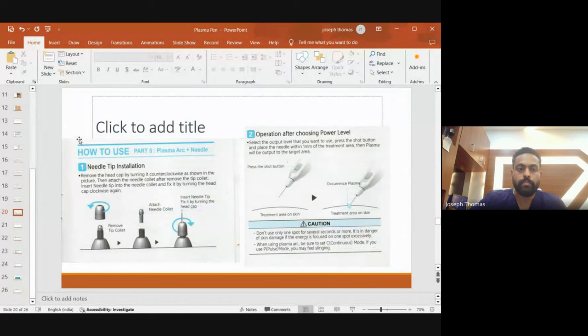And how to put the needle for the plasma arcing, that's what I have shown you. There are two types of needle collets. You put that needle collet, you put the needle, and you tighten it. Anyways, if anybody wants this video or anything, I'll share it with you. Don't worry about that. With that, you can create burns, or you can create micro ablations.